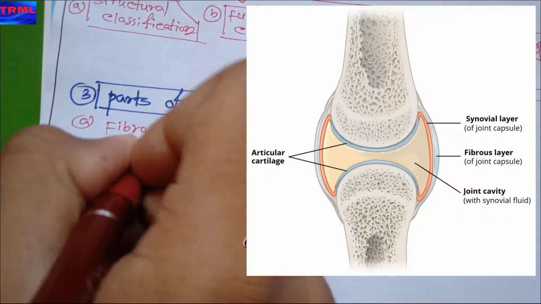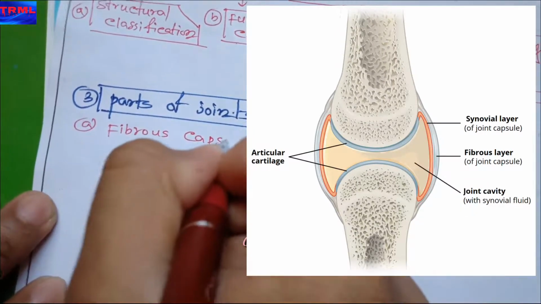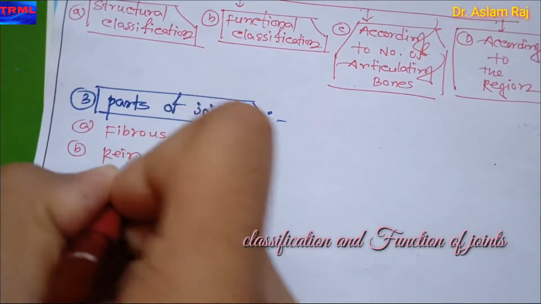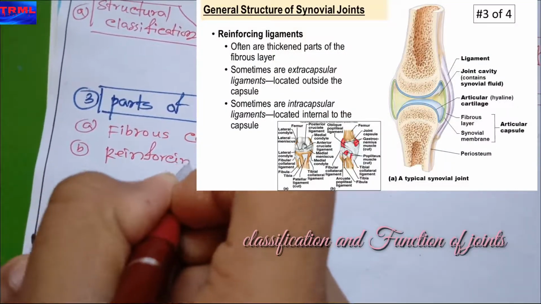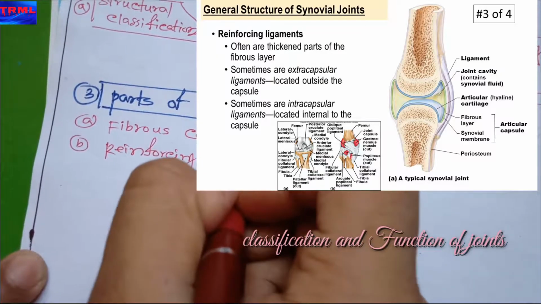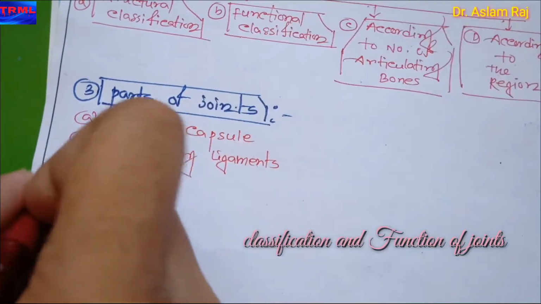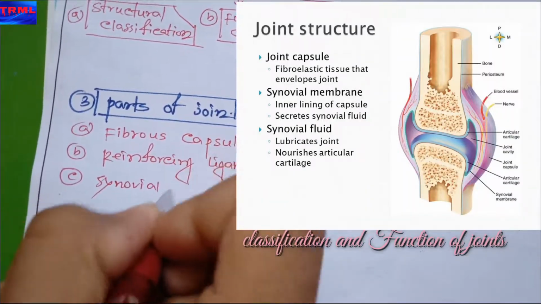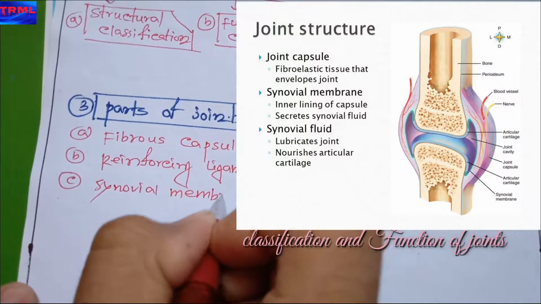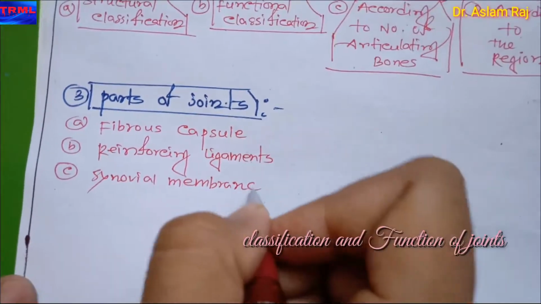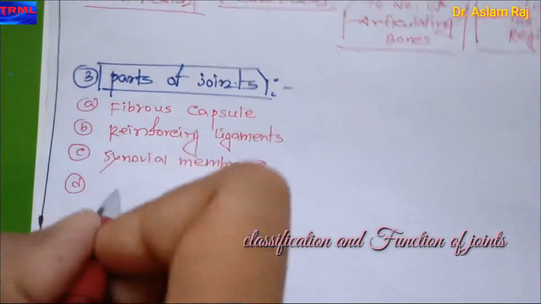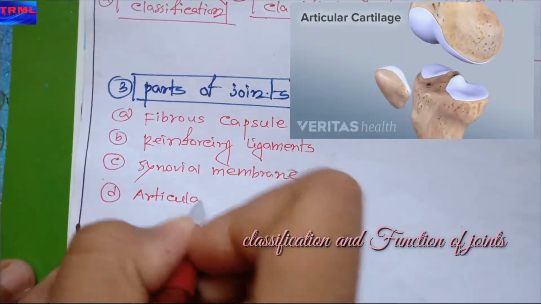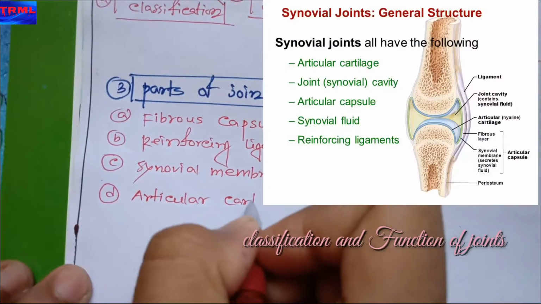First one, fibrous capsule. Guys, you can see on the right side the fibrous layer of the joint capsule. And second one is reinforcing ligament. And third one is synovial membrane. Synovial membrane is the inner lining of the capsule, and it secretes synovial fluid also. And fourth one is articular cartilage.